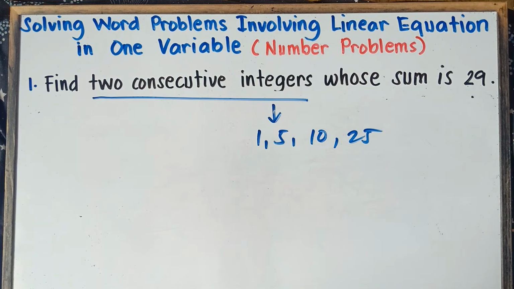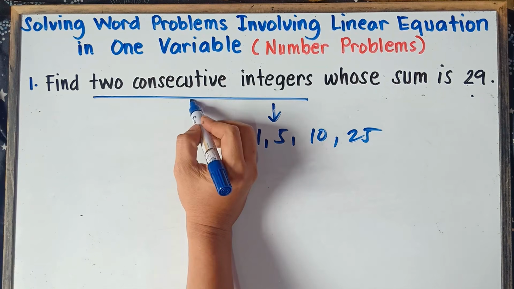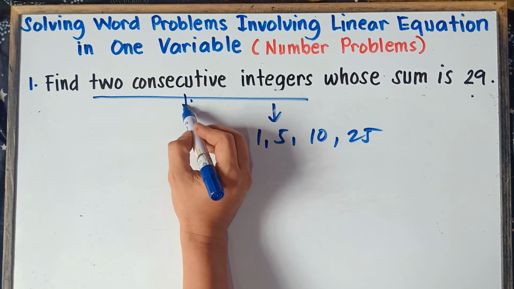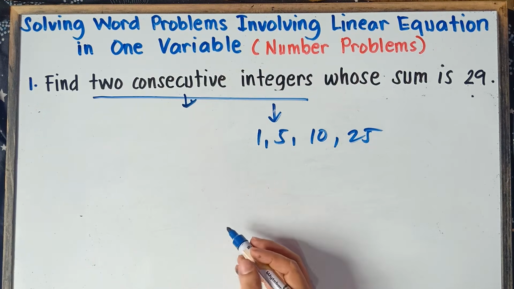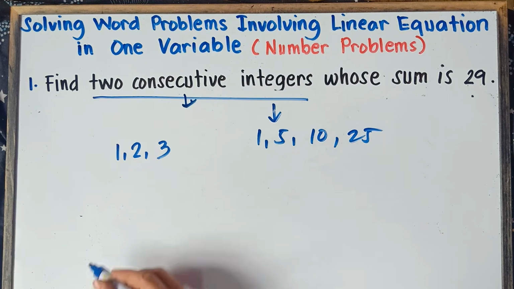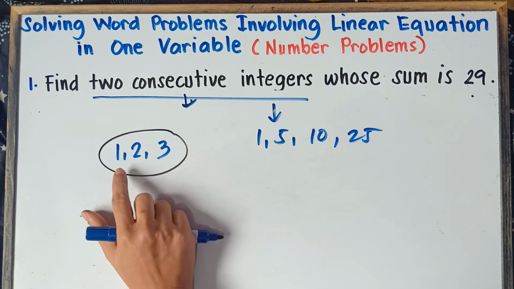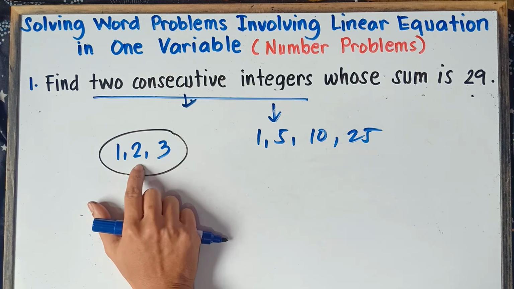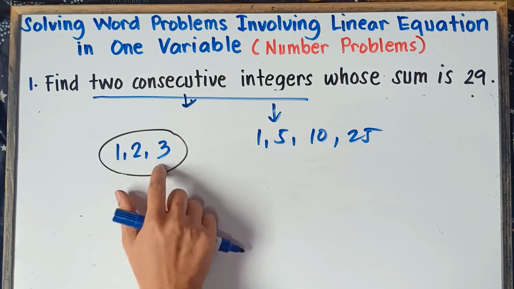Now, what do you mean by consecutive integers? The word consecutive, class, means the numbers are one after another. An example of consecutive integers is 1, 2, 3. We can call this consecutive integers because the next number after 1 is 2, and the next number after 2 is 3. So therefore, these are consecutive integers.